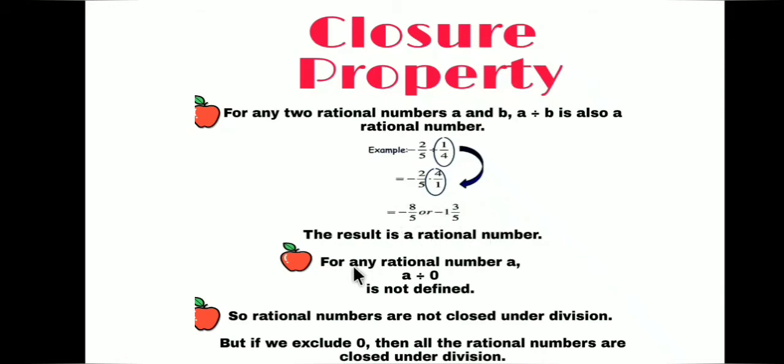For any rational number, a divided by 0 is not defined. We cannot divide any number by 0. Division by 0 is not defined. So the rational numbers are not closed under division, but if we exclude the number 0, then all the rational numbers are closed under division. This is the closure property of division.